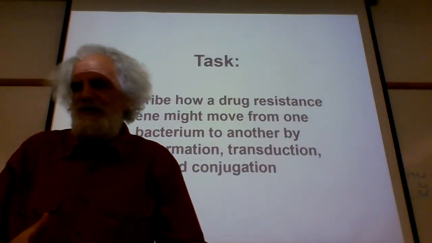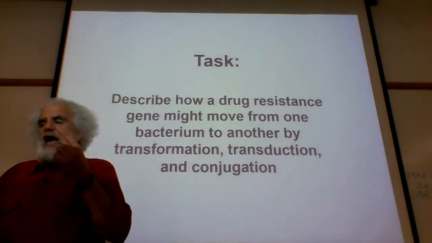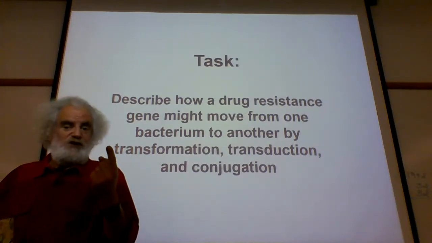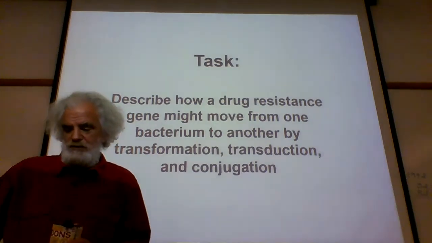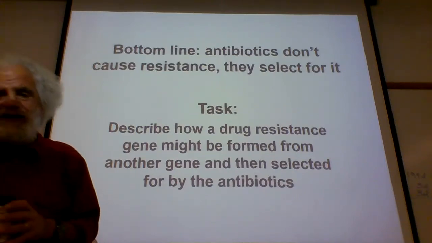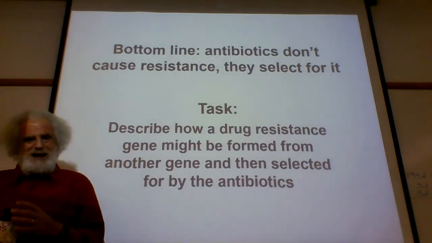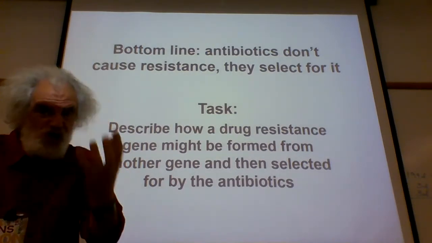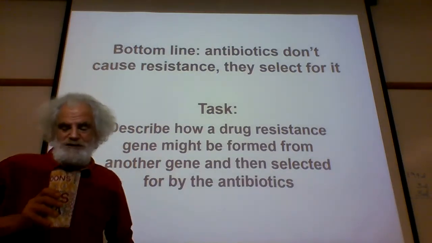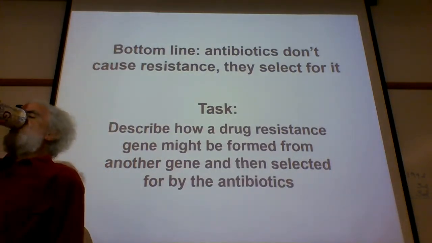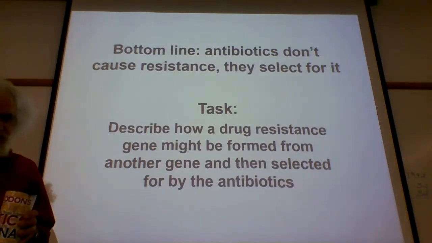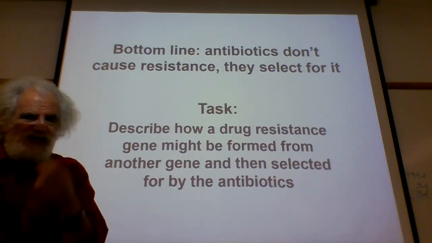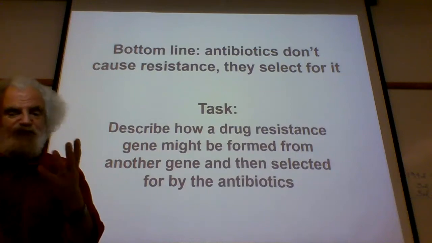So one way to think about this is, as a question, how would a drug resistance gene move from one bacterium to another by transformation, transduction, or conjugation? And a really important thing to think about is that antibiotics don't cause resistance. They are selecting for it. So the antibiotic is not generating resistance, not carrying out mutations. It is selecting for those mutations that exist.